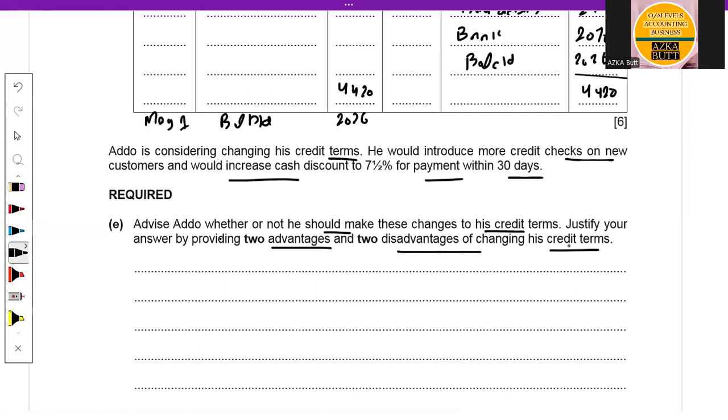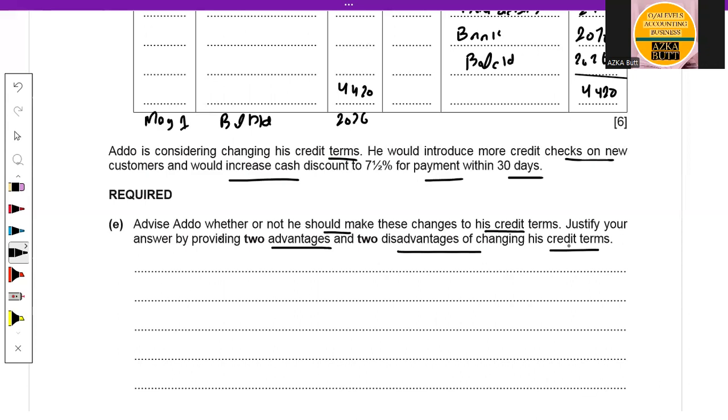If you see its advantages, we can say that if he gives this discount, more customers may pay early because of the extra discount, and it can improve your liquidity. The credit check also indicates ability to pay. Its disadvantages would be that you will make less profit on each sale, the profit of the year will be reduced, and there's no guarantee that customers will pay early.